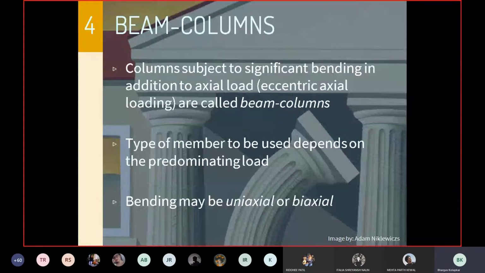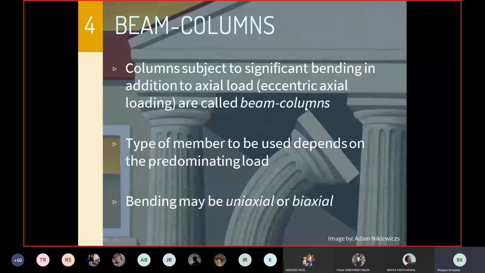Now, if you recall, we saw last time that columns which are particularly located along the edge of the building or at the corners of the building are subject to bending moment in addition to axial load because of what we call unbalanced moment. So there is loading only on one side of that column, and by virtue of this loading, it is subject to axial load plus bending moment. And such members which are subject to significant bending in addition to axial load are called beam columns.